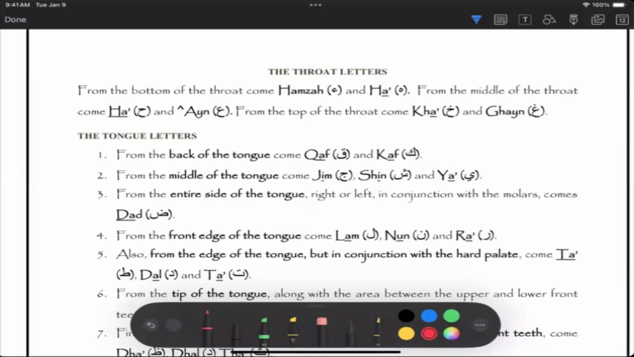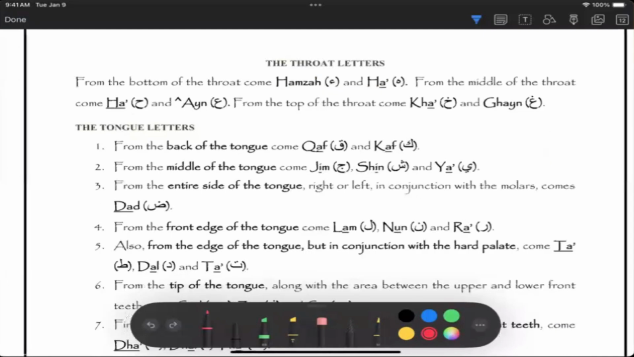So dad is like this. If this is your tongue here, and these are your molars here, then dad is when this whole side of your tongue presses against the molars. Dad. So the entire side of the tongue is for the dad, right side or left side, but most people make it come from the left side. It was reported about Umar ibn al-Khattab that he could produce the dad from either side.